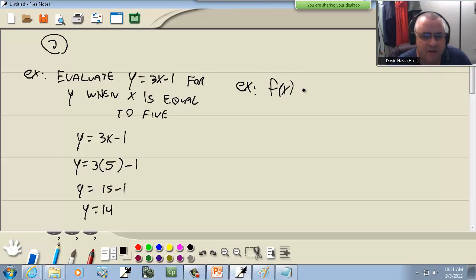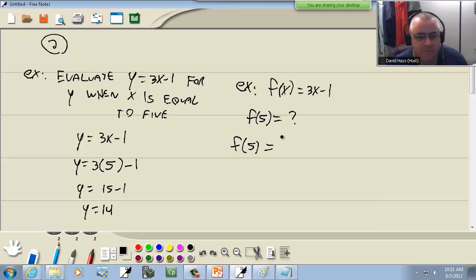Let's consider we're using function notation. We say f of x is equal to 3x minus 1. If we have it written this way, that says all those same words. F of x equals 3x minus 1, we want to find an f of 5. Now what we're going to do is we'll do the same thing. We're going to take our 3x minus 1, and where x was, we'll put in parentheses.